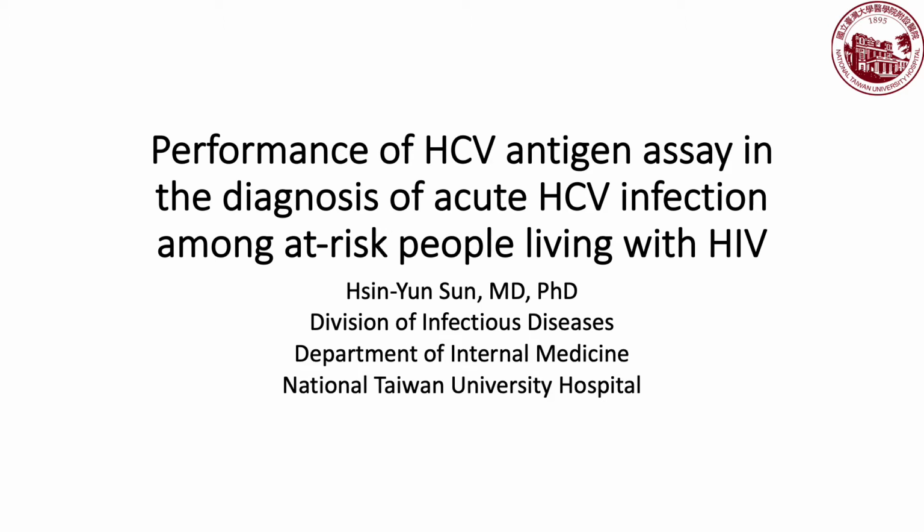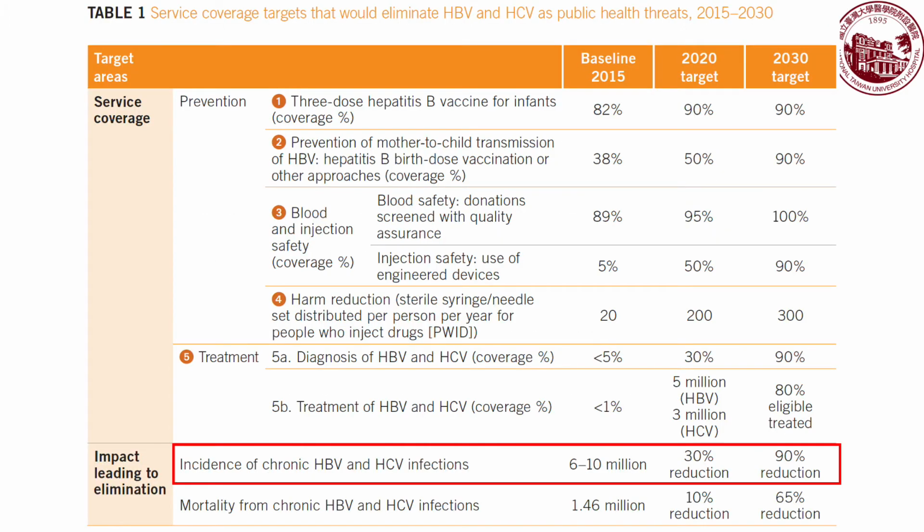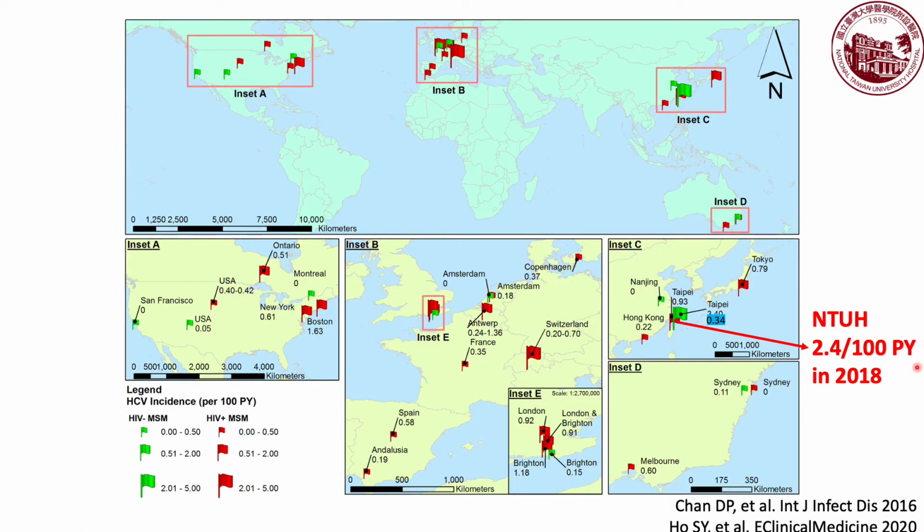My title today is Performance of HCV Antigen Assay in the Diagnosis of Acute HCV Infection among at-risk people living with HIV. With the highly effective direct-acting antivirals against HCV infection, the WHO sets the ambitious goal to eliminate HCV by 2030. HCV has rapidly spread among people living with HIV who are men who have sex with men sexually worldwide since 2000, initially in Europe and also in America and the Asia-Pacific region.